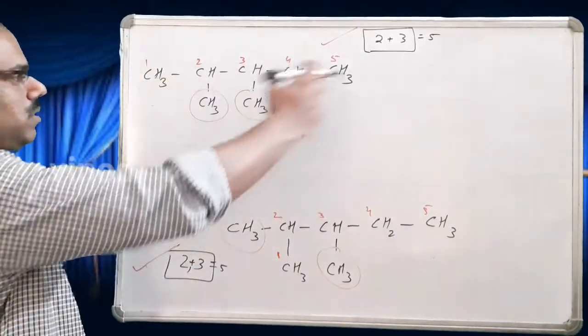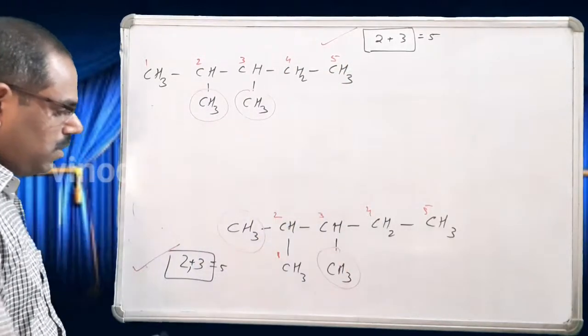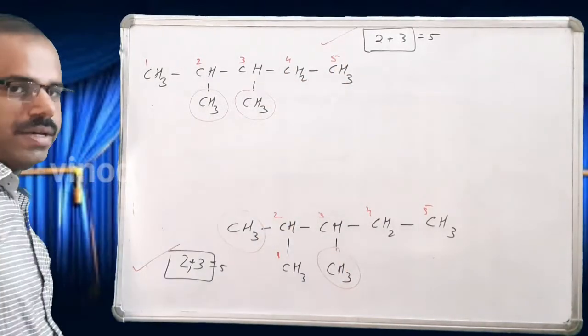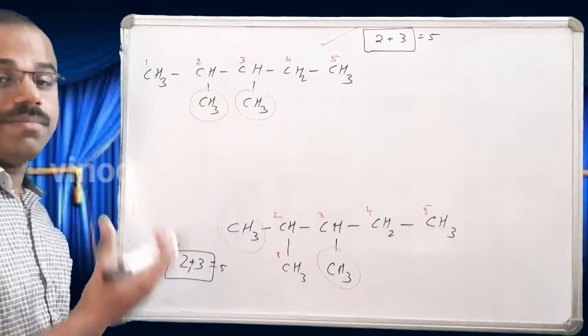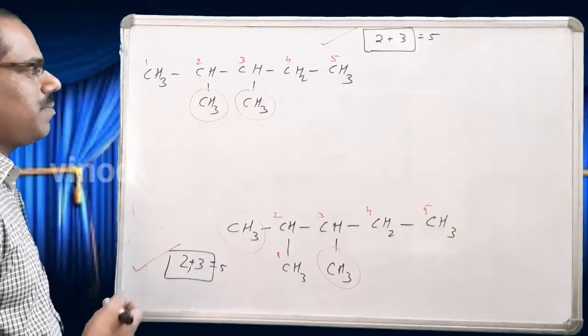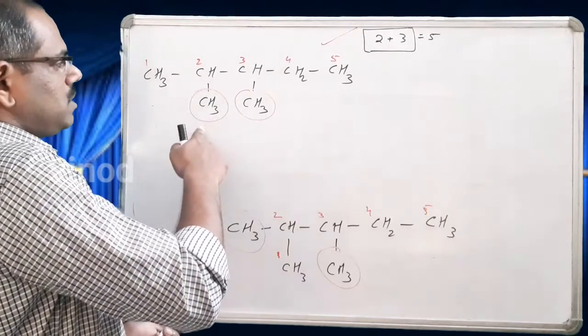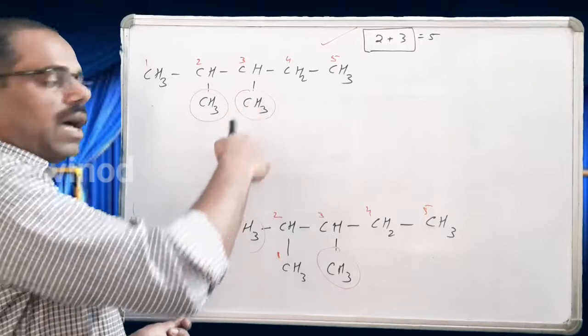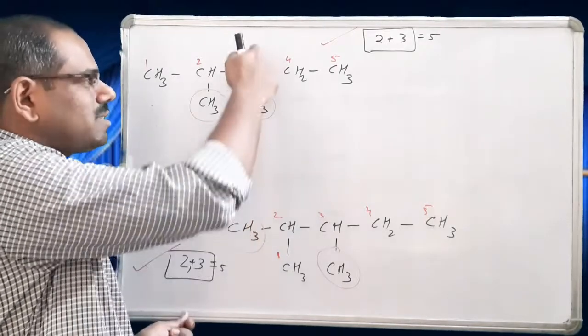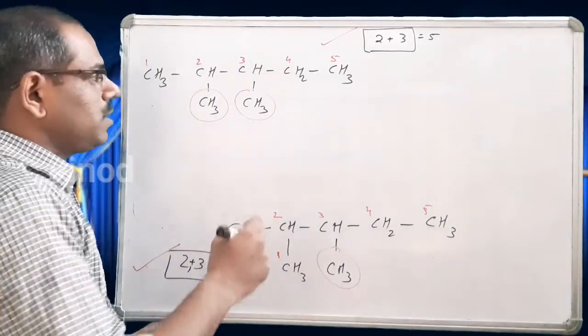1, 2, 3, 4, 5. 1, 2, 3, 4, 5. 2 plus 3, 5. 2 plus 3, 5. Both are correct, which means both of them must have the same name also. See the name: one methyl is on the second place and the other methyl substituent is on the third carbon.